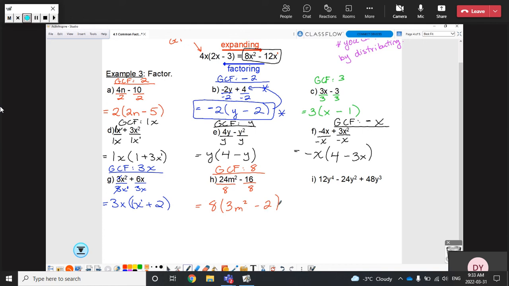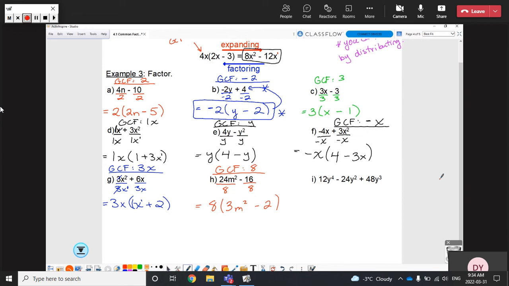Sorry, the reason why there's no variable here is because there's m squared on the first term. There's no variable on the second term. So there's no way a variable could be a common factor here. Sorry, I kind of just got excited and blazed past that. Okay, now, the big one here.